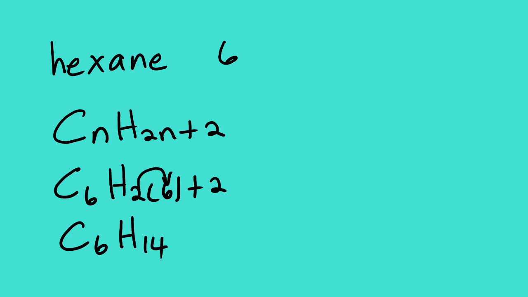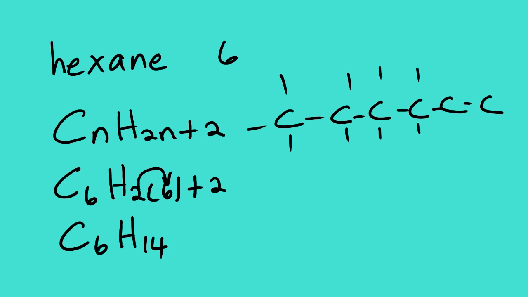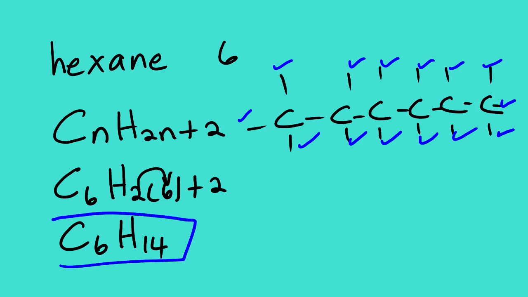So drawing this, this is the structural formula. We are going to attach hydrogen atoms, so we can count this. We have 1, 2, 3, 4, 5, 6, 7, 8, 9, 10, 11, 12, 13, 14. So you can see that it obeys this molecular formula: 6 carbons, 14 hydrogen atoms.